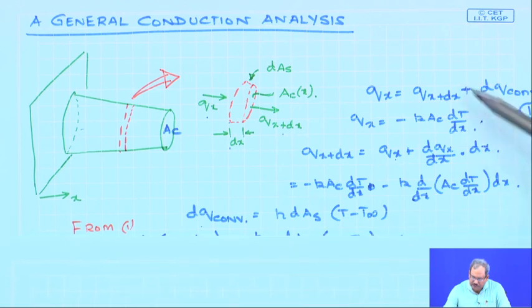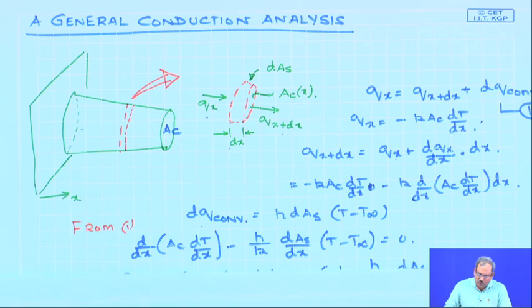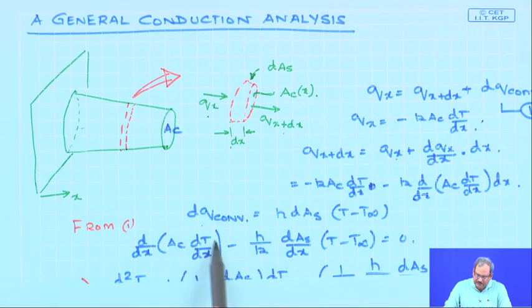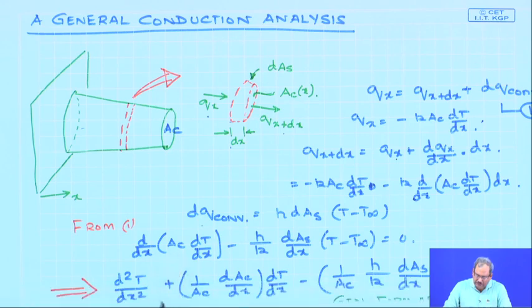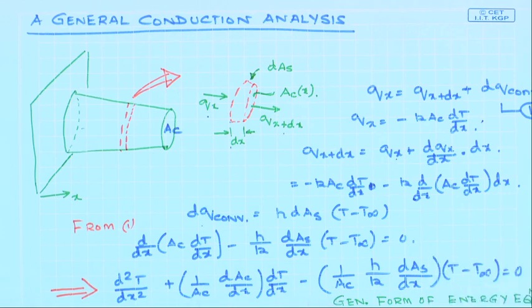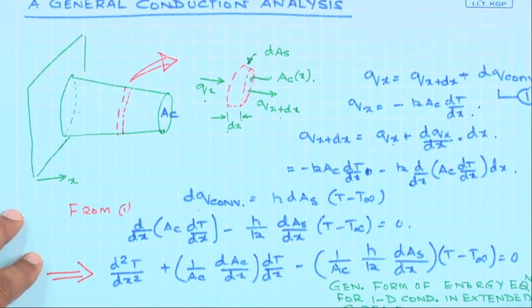So, when I substitute the expressions in here, what I get from equation 1 is this form. So, this is Ac and this is As, and once I expand this and recognize that Ac can also be a function of x, this is the general form of the energy equation for one dimensional conduction in an extended surface.